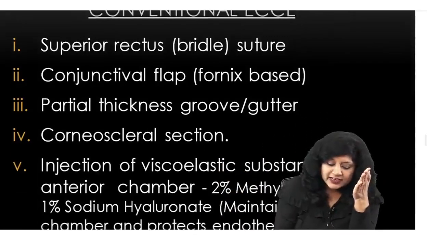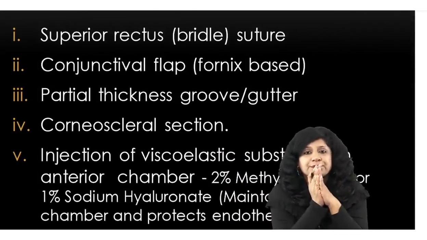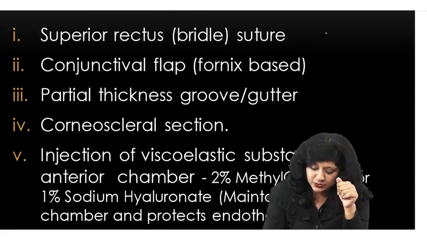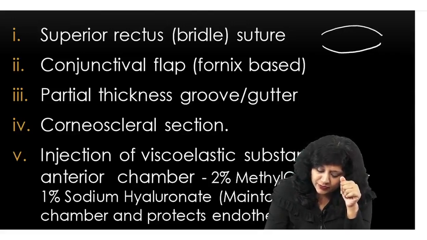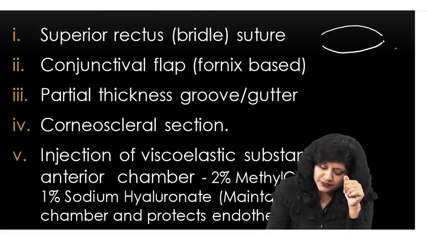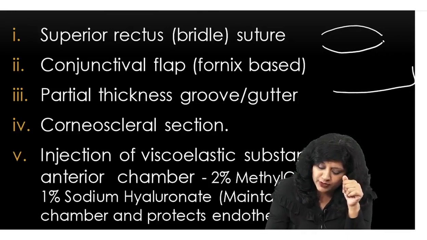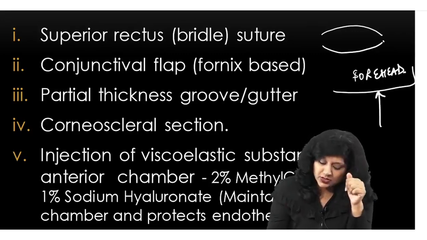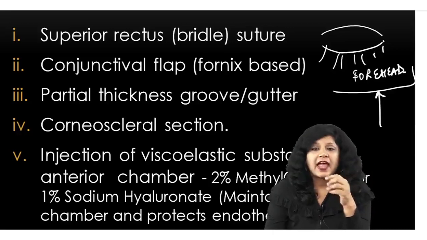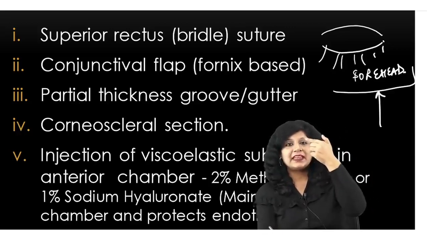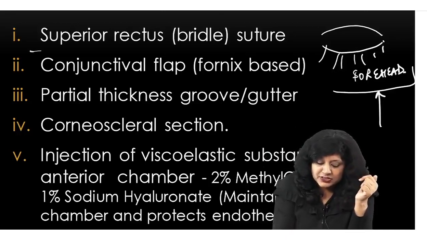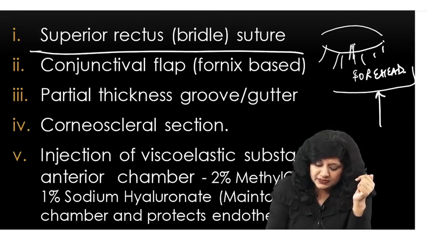So, let us see what is the first step that you are doing. First thing is that you have to prepare the area where the surgery has to be done. If this is the eye, and this is the forehead here, you have to see that you are standing at the head end of the patient. These are the eyelashes here, and I have to expose the area which has to be operated. So what I am doing, I am first passing the superior rectus bridle suture here.